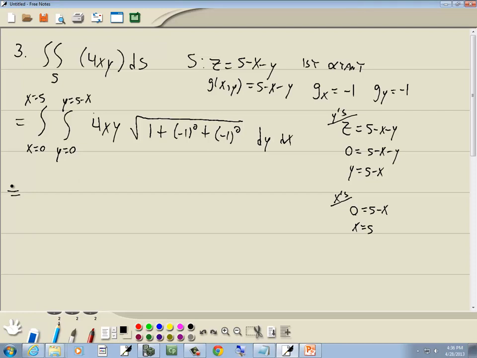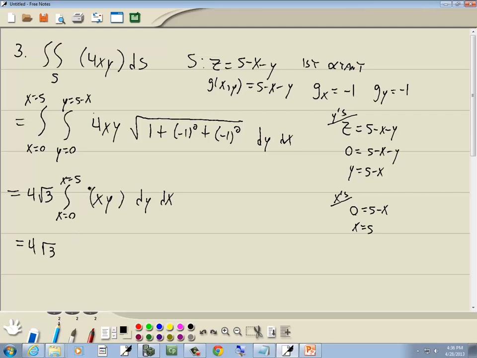Okay. First off, negative 1 squared is 1. So what's inside of the square root is 1 plus 1 plus 1, which is square root of 3. And we got a 4 here, so I'll put both of those out in front. So I got 4 square root of 3. X is equal to 0 to x is equal to 5, and I'm left with xy dy dx.